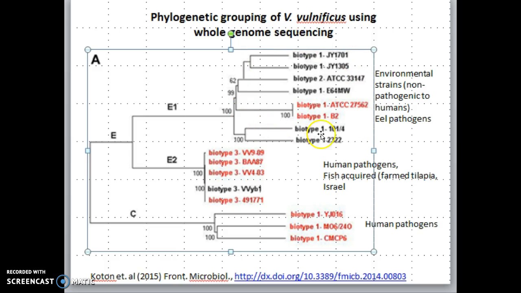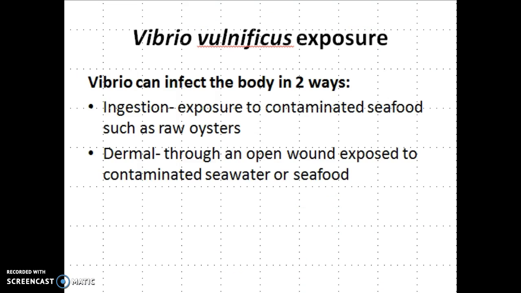And then up here we have the majority of what we find in the environment. These are not pathogenic strains, mostly biotype 1, a little bit of biotype 2, and these group separately. So the point I'm trying to make here is that there are clear genetic differences between those Vibrio vulnificus that cause disease and those that don't. And we can determine this through genetic analysis.